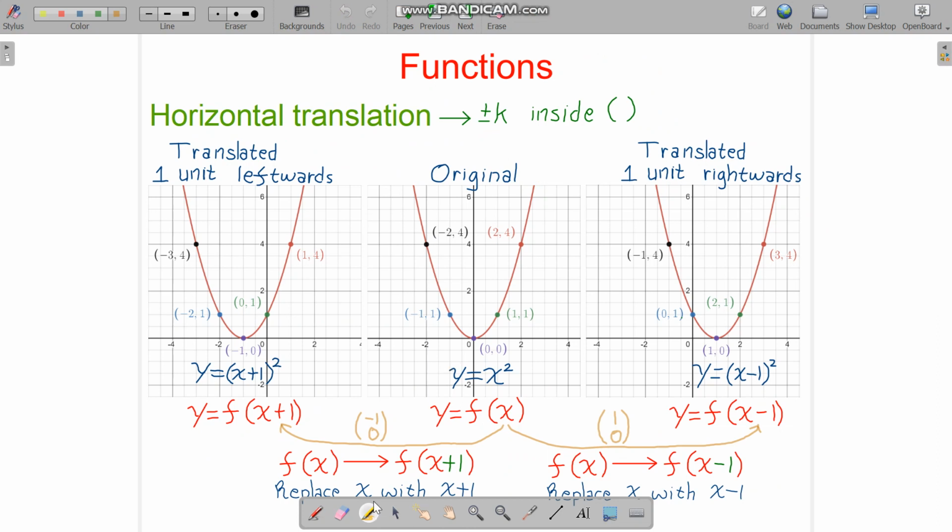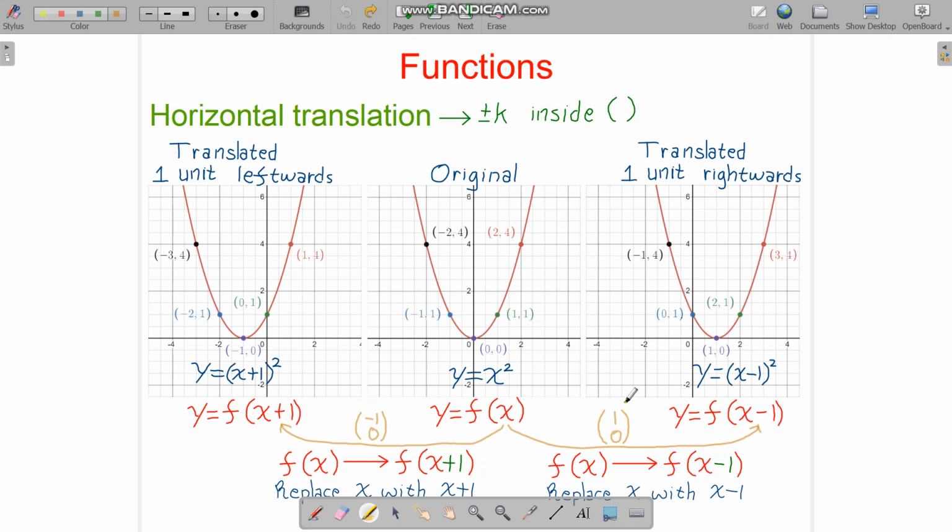For horizontal translation, if you slide 1 unit to the left, this is the original graph. Sliding 1 unit to the left, we get this. So all the x values are subtracted by 1. And if you move it to the right, all the x values are added by 1. So you slide to the left, slide to the right. If you slide to the left, this is the vector notation. Slide to the right, this is the vector notation.